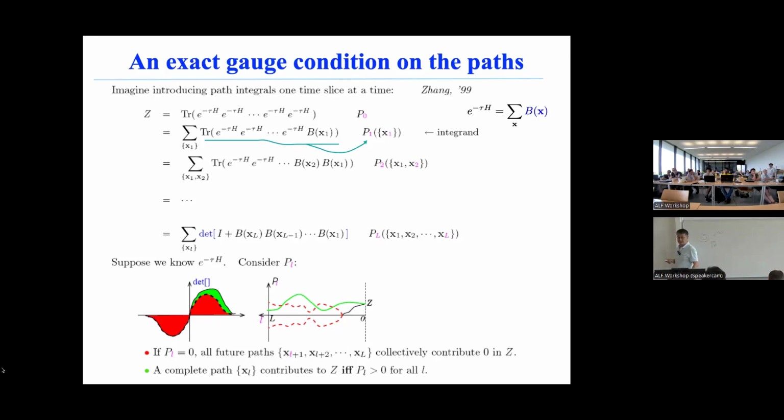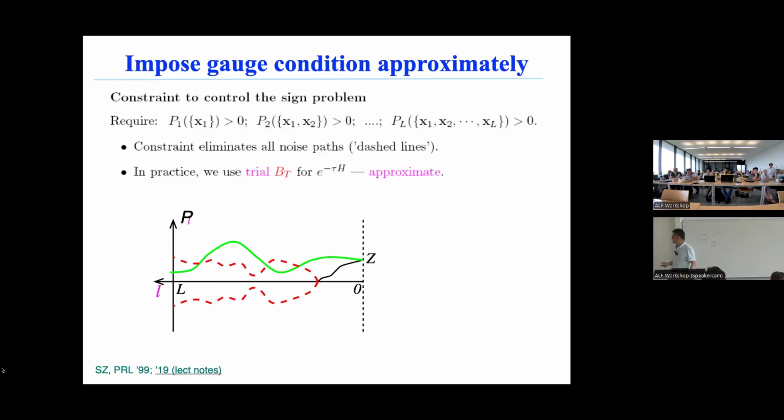But once you understand this, it suggests a solution, right? You need to make sure that this stays above 0. You need to eliminate the contamination, the red. So you need to require not just the final one to stay positive. That would be like you do your simulation, you throw away the negative ones. We've all tried that, right? That doesn't work because that's random noise. But rather, you need to require P1 to be positive, P2 to be positive, all the way. In other words, you require the green.